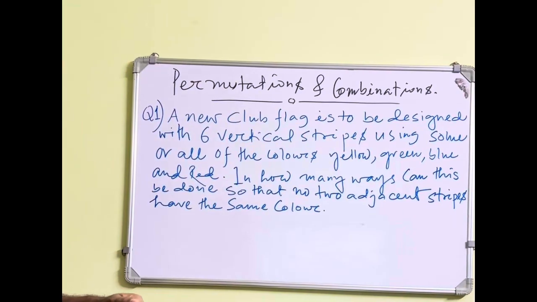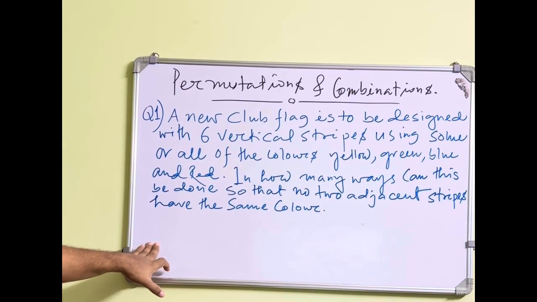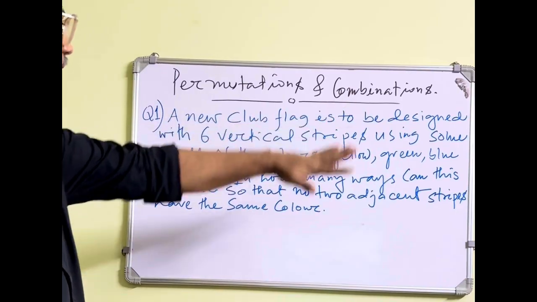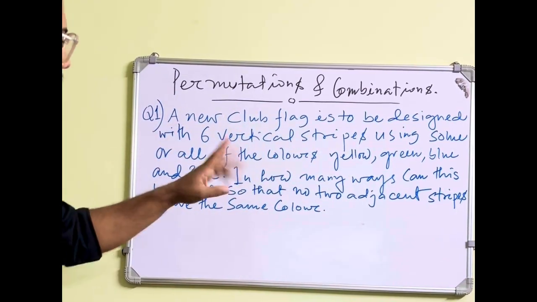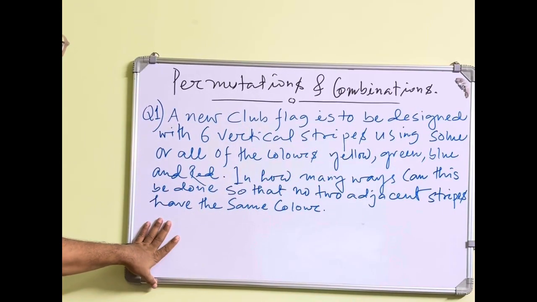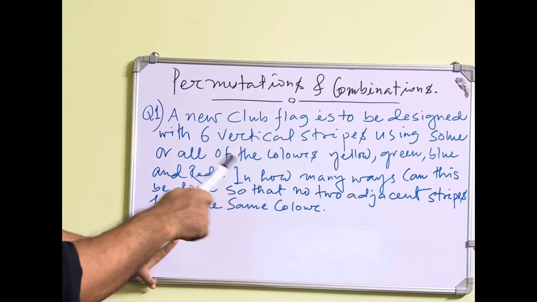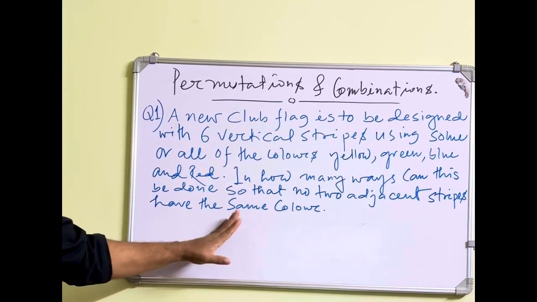Let's solve another problem using the counting principle of multiplication. A new flag is to be designed with 6 vertical strips using some or all of the colors yellow, green, blue and red. In how many ways can this be done so that no two adjacent strips have the same color?